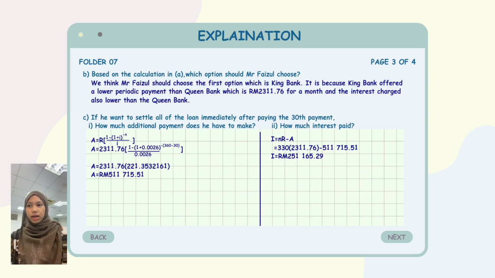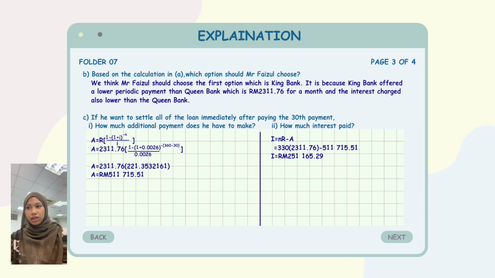Now I will explain the second question in case study 2, based on the calculation explained by Hasna: which option should Mr. Faisal choose? Our group has discussed it, and we think Mr. Faisal should choose the first option, which is King Bank. It is because King Bank offers the lower interest charge and the lower periodic payment compared to Queen Bank.